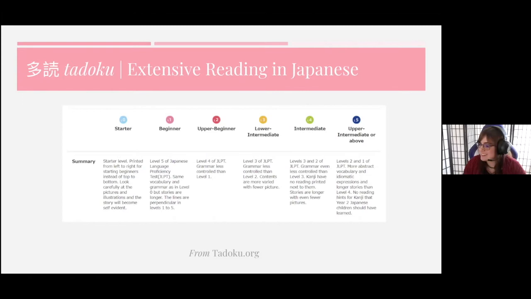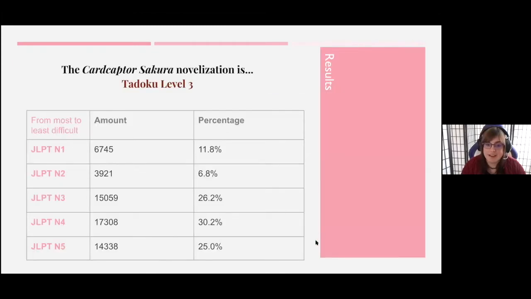Next slide, please, Quinn. As the Cardcaptor Sakura novelization was available as ebooks, there was no need to digitize them. I used tokenization to remove characters which were not kanji, while also creating an accurate count of how often each kanji was present in each book. This was possible thanks to a method developed by Paul O'Leary and Khan, which I then used in a Jupyter Notebook running Python.